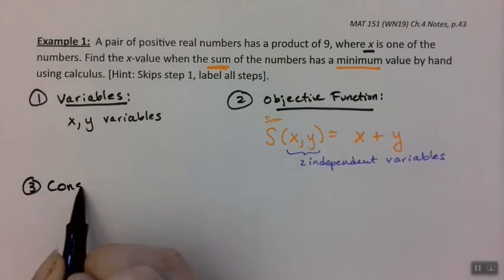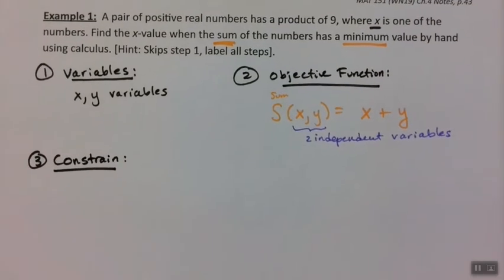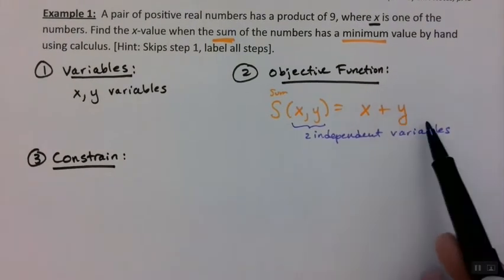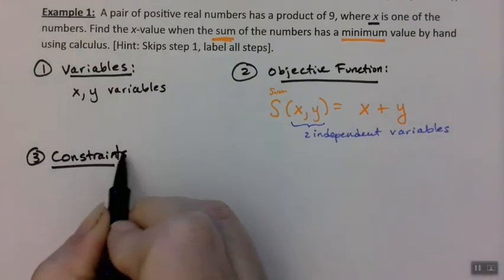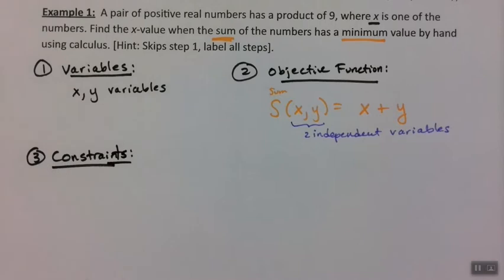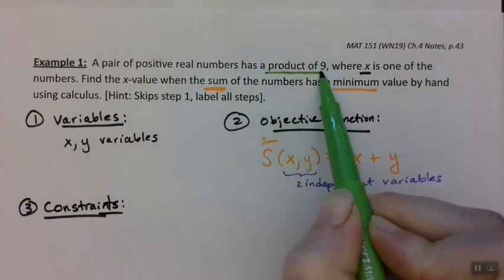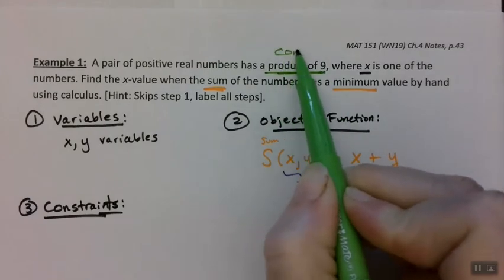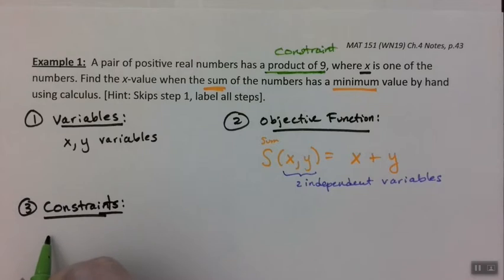I need to constrain myself because I'm not just allowed to pick any numbers, because if I would, I'd pick infinity and infinity plus 1, right? Everybody knows. All right, so I need some constraints. Okay, so what are my constraints? Well, it says they have a product of 9. See, that's a constraint.